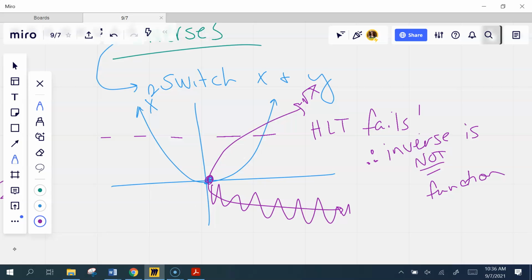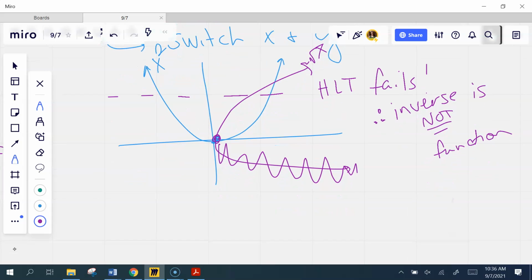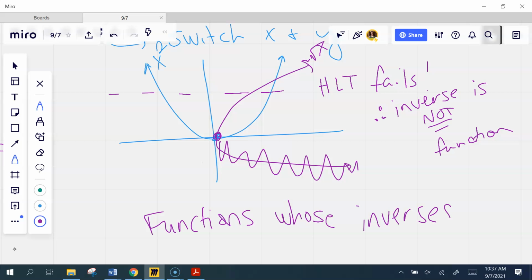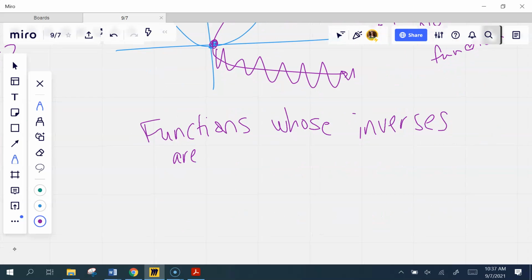Now, let me ask you this. There are special functions whose inverses are also functions. Can you think of one? Y equals x is one. Give me another one. You're exactly right.